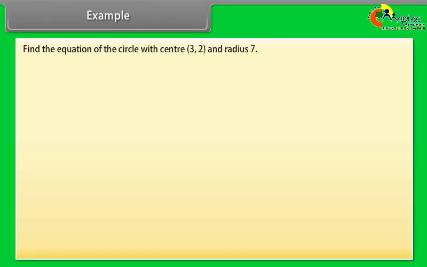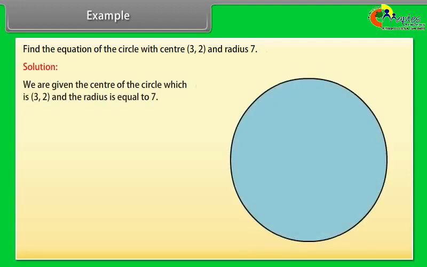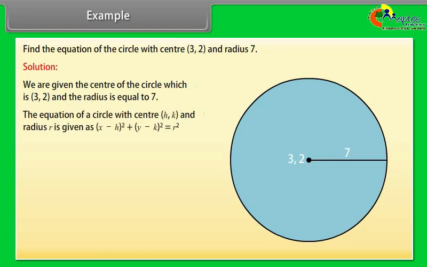Example. Find the equation of the circle with center (3, 2) and radius 7. Solution. We are given the center of the circle, which is (3, 2), and the radius is equal to 7. The equation of a circle with center (h, k) and radius r is given as x minus h whole square plus y minus k whole square is equal to r square. h and k are equal to 3 and 2, and radius r is equal to 7.